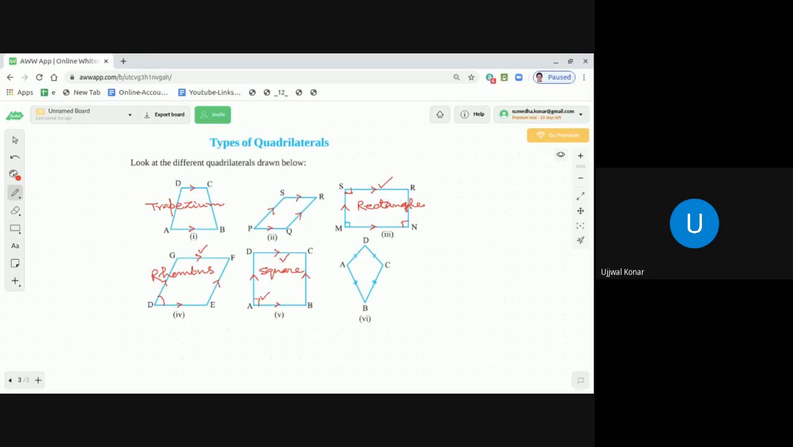Now I hope it is absolutely clear what is a trapezium, what is a parallelogram, what is a rectangle, what is a rhombus, what is a square. Now I come back to diagram 2, dear students. If you look into diagram 2, you see this is a parallelogram. Actually, it is a special type of quadrilateral, you can say. So this is a parallelogram.